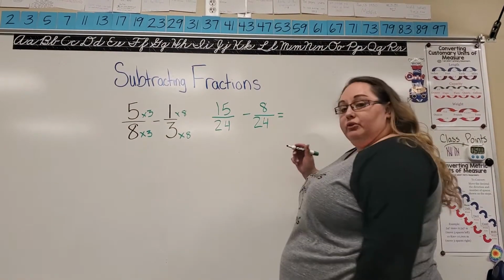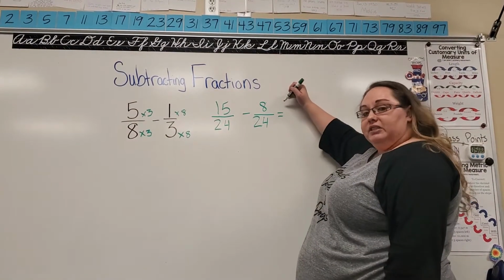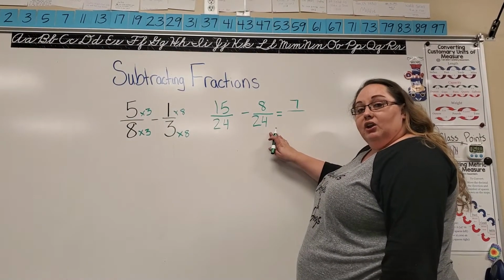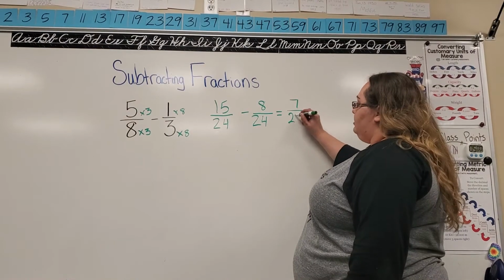Now I am going to subtract across. 15 take away 8 is 7. And I just bring my denominator over, just like you do for adding fractions.